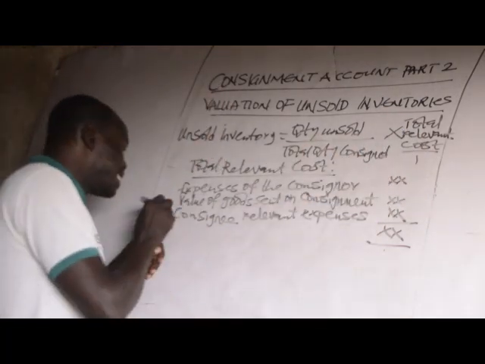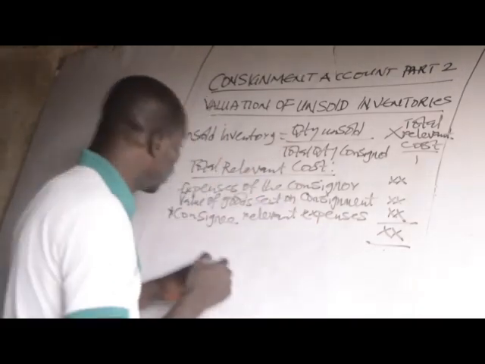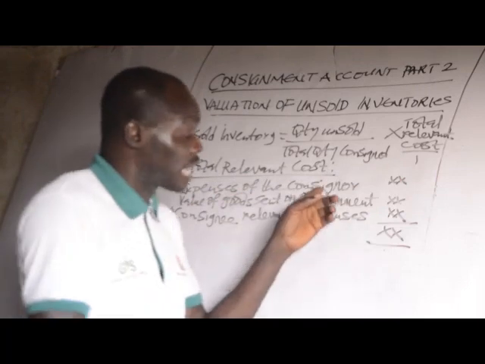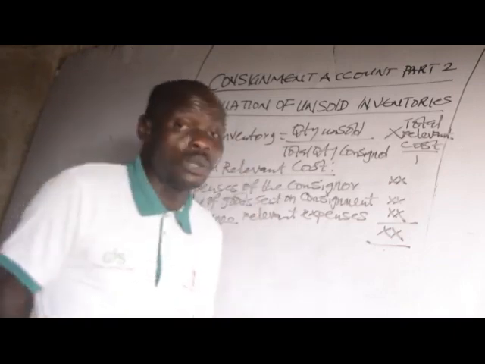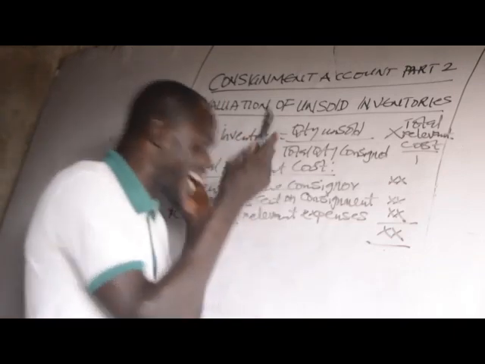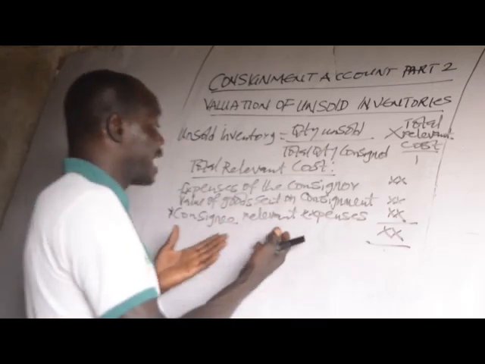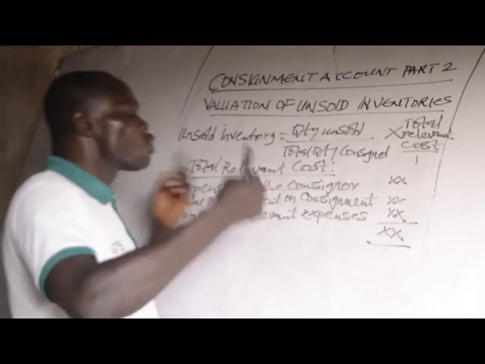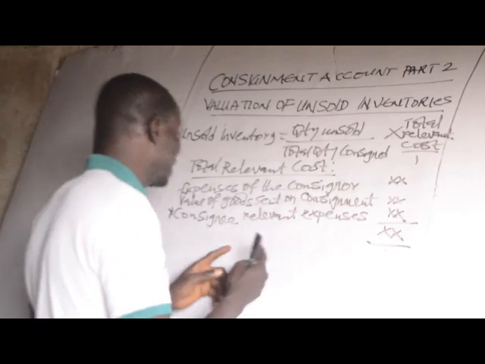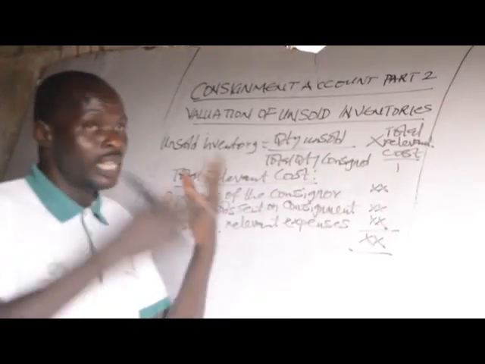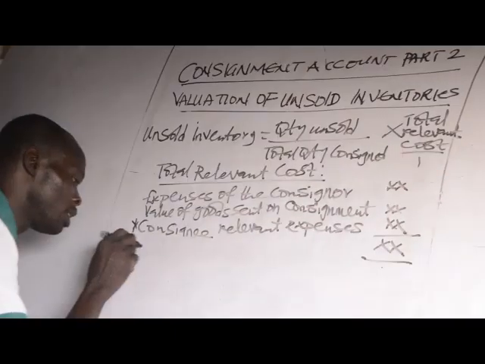But I want to stress the third item, which is the consignee relevant expenses. I'm telling you that all the expenses incurred by the consignor will be considered. The value of the goods sent by the consignor to the consignee will as well be considered. But the consignee relevant expenses, it's not all the expenses of the consignee that will be considered. Then, what are the portions of the consignee expenses that will be considered when you are valuing the unsold inventory?